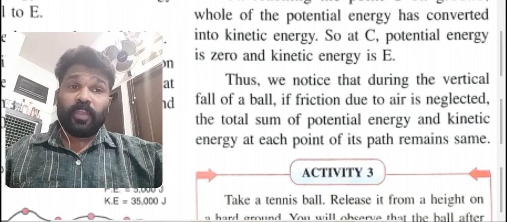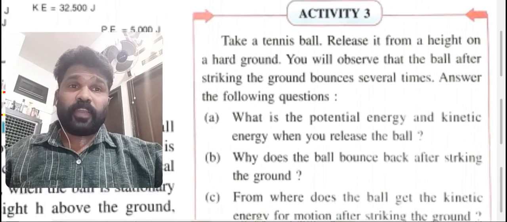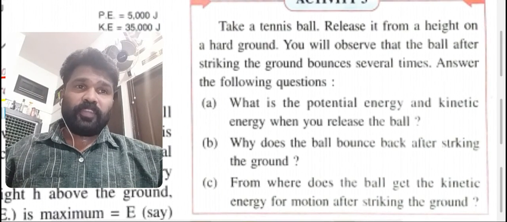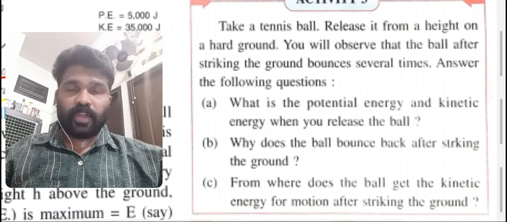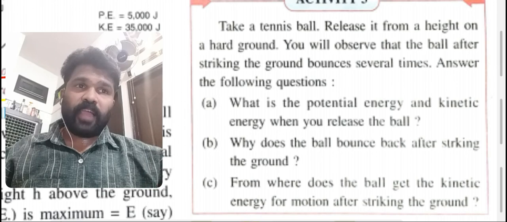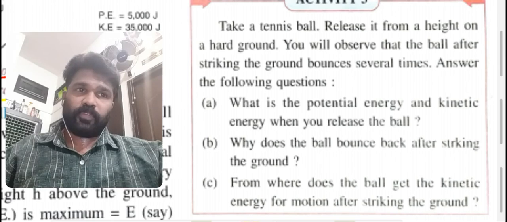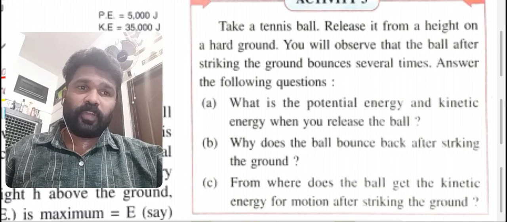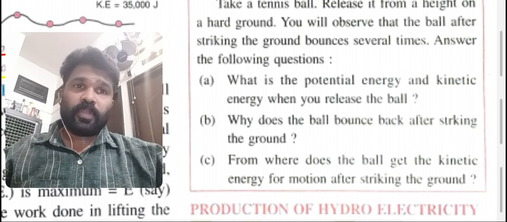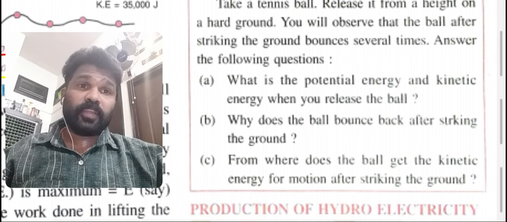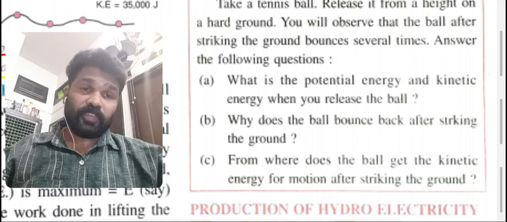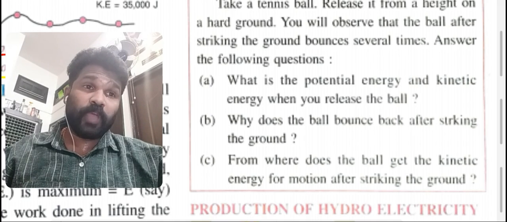Okay students, now we can have an activity here. Take a tennis ball, release it from a height on a hard ground. You will observe that the ball after striking the ground bounces several times. So can you answer these questions now? What is the potential energy and kinetic energy when you release the ball? And second question is, why does the ball bounce back after striking the ground?